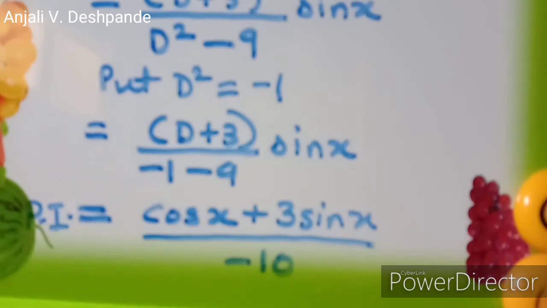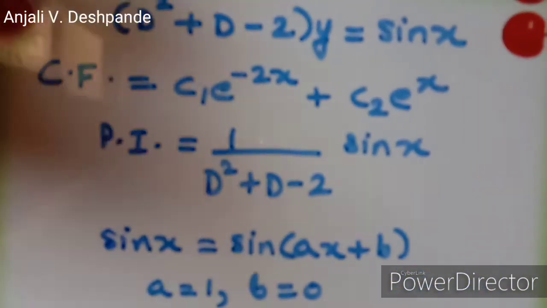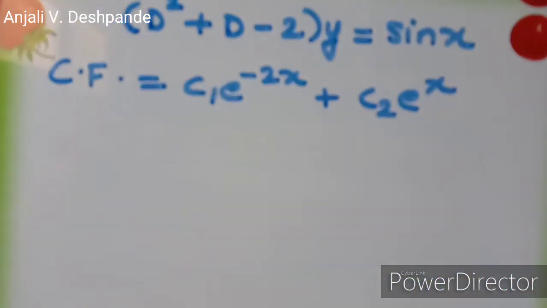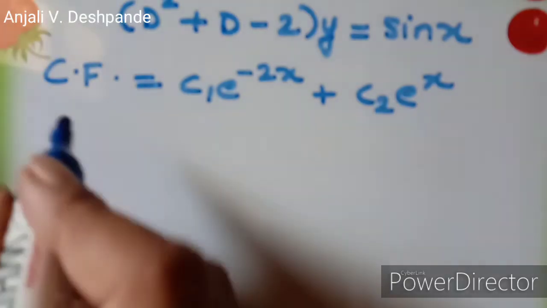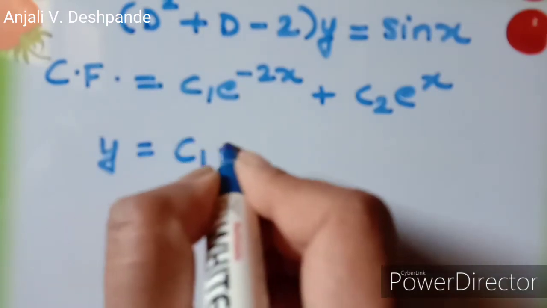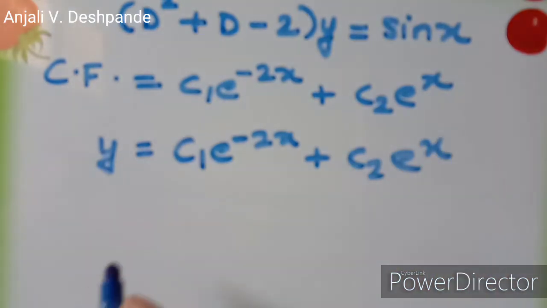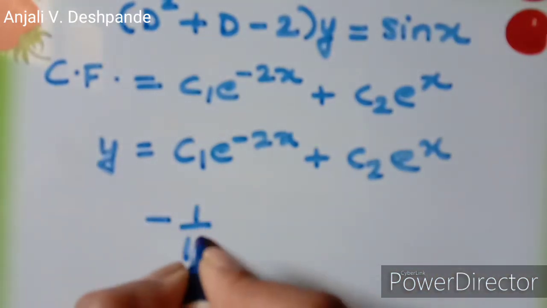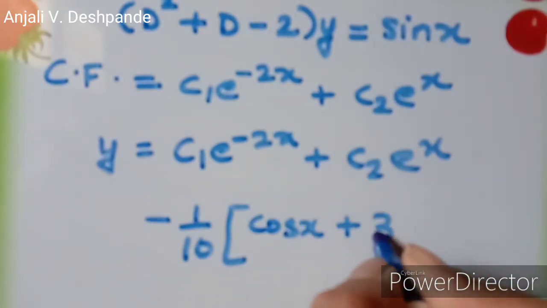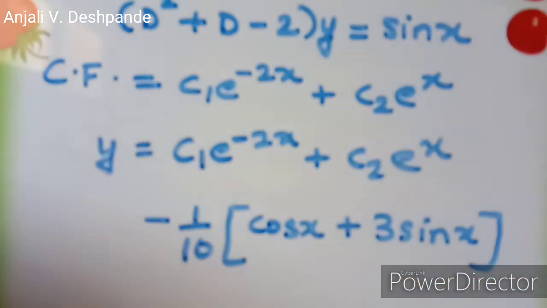Now we can write the complete solution of this particular problem. Already we have written the CF. Now we just have to add the PI, and once we add the PI, we get the complete solution of the problem. So Y is equal to CF plus PI: c1 e raised to minus 2x plus c2 e raised to x, then minus 1 upon 10 into bracket cos x plus 3 sin x, and this whole thing is the complete solution.